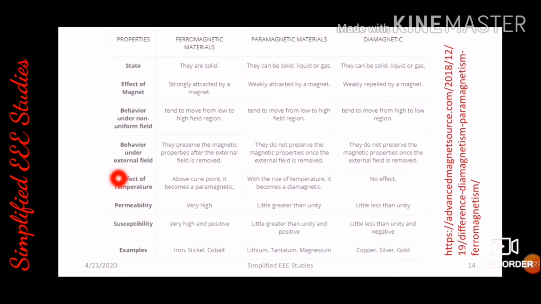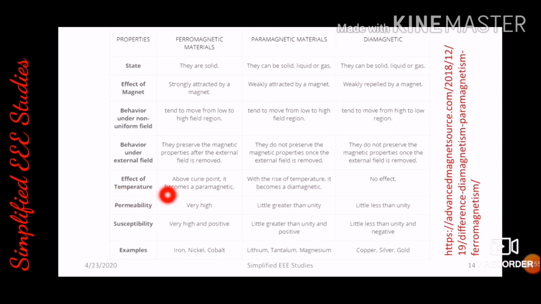Let's look at behavior under external field. Let's look at the peculiarity of ferromagnetic material. They preserve the magnetic properties after the external field is removed. Regarding paramagnetic material, they do not preserve the magnetic properties once the external field is removed. Likewise, diamagnetic material does not preserve the magnetic properties once the external field is removed. So this has to be compared.